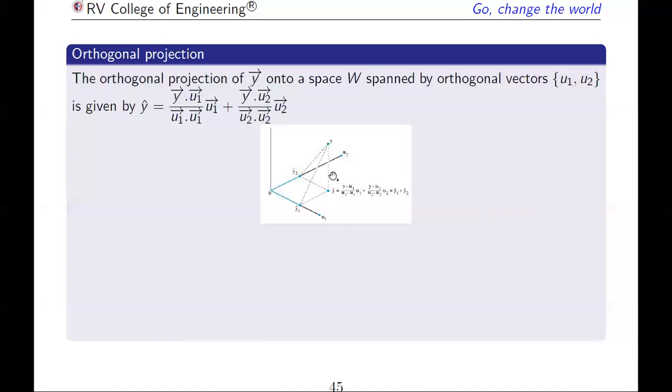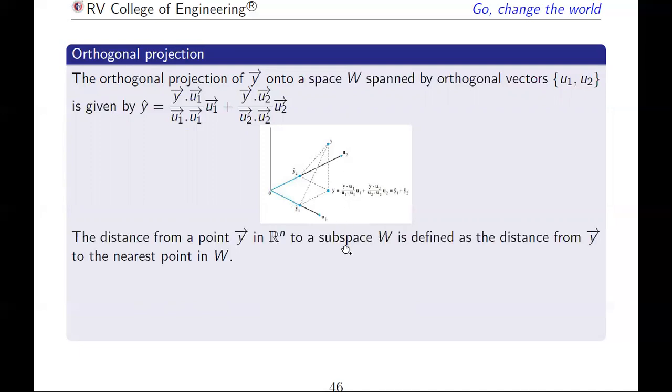So this perpendicular, y minus y cap, gives you the vector which is orthogonal to both the vectors u1 and u2. Suppose I consider a point in space, the vector y minus y cap will clearly be the shortest distance from y to the space spanned by u1 and u2. That's what we have indicated here. So if I take the magnitude of this y minus y cap, that gives me the distance of the vector y to the space W, which is spanned by u1 and u2.